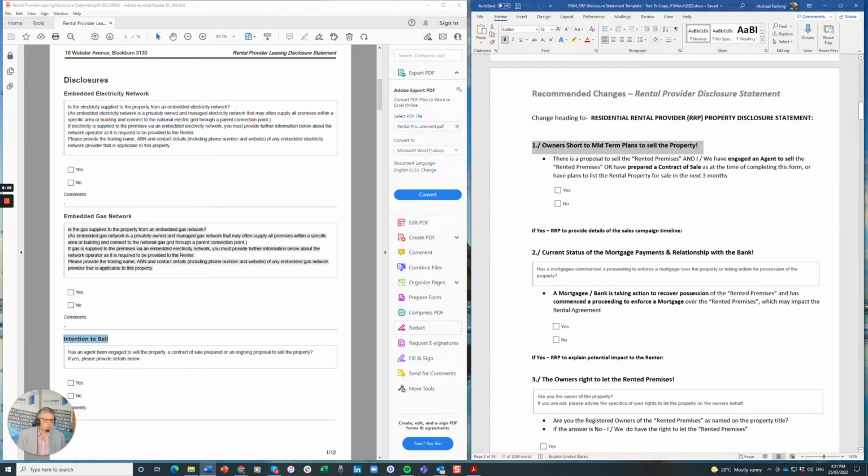So here what I've put in there is, at the time of completing this form, or have plans to list the rental property for sale in the next 3 months. So this is a bit different to what we've just got inside of here. My suggestion is you copy those 3 lines, pop them into here, create it as a bullet point, change that to number 1, move this up to here, get rid of the disclosures where it says disclosures there, and put that in, and this is the heading: residential rental provider, RRP, property disclosure statement.